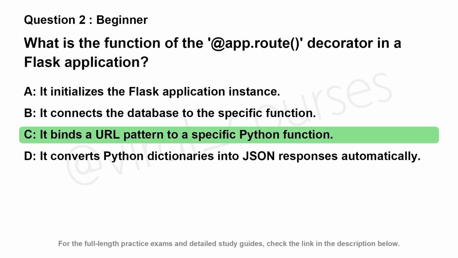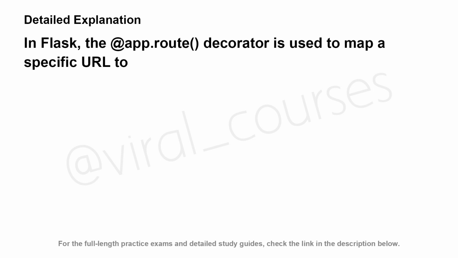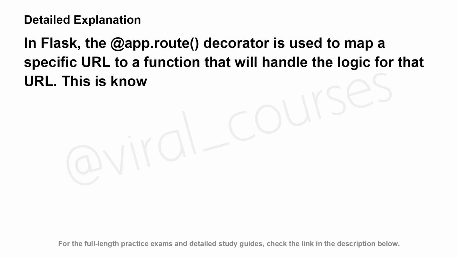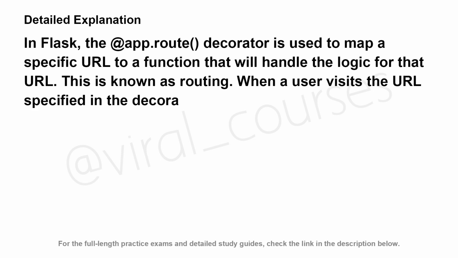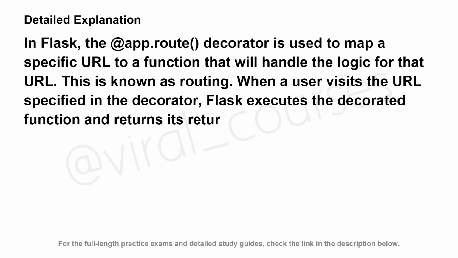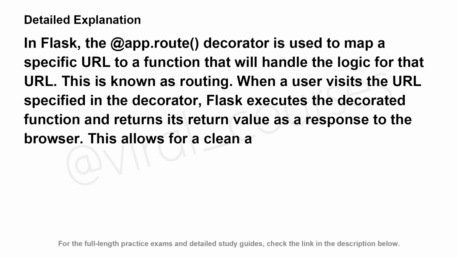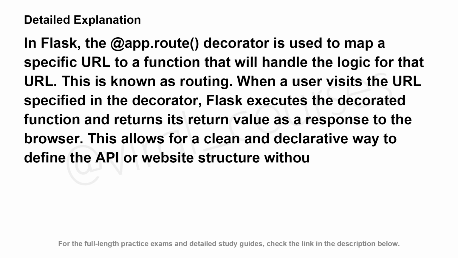The correct answer is C. In Flask, the app.route decorator is used to map a specific URL to a function that will handle the logic for that URL. This is known as routing. When a user visits the URL specified in the decorator, Flask executes the decorated function and returns its return value as a response to the browser. This allows for a clean and declarative way to define the API or website structure without manual mapping tables.